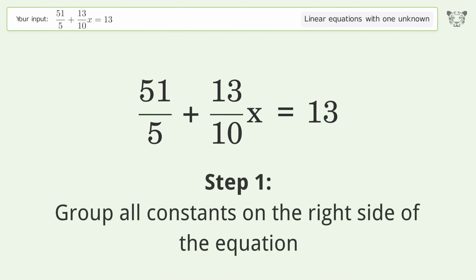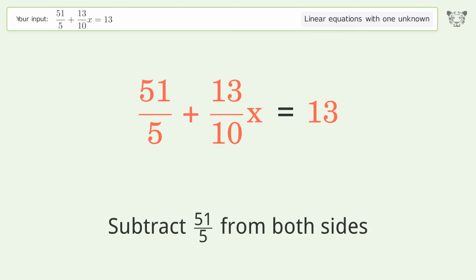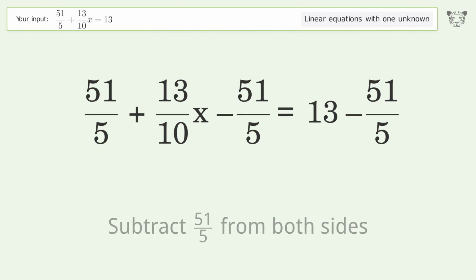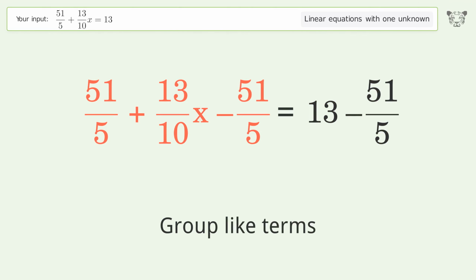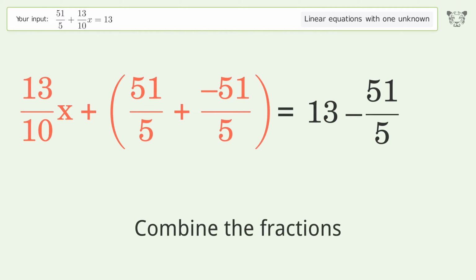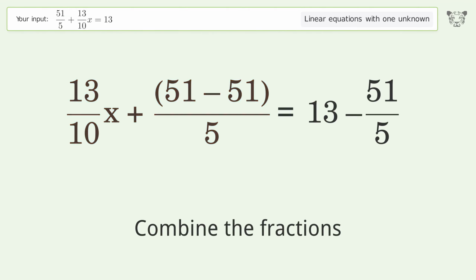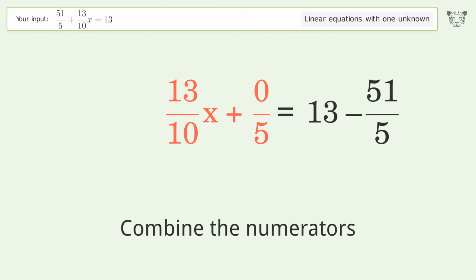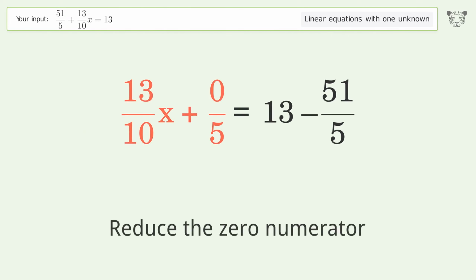Group all constants on the right side of the equation. Subtract 51/5 from both sides. Group like terms. Combine the fractions. Combine the numerators. Reduce the zero numerator.